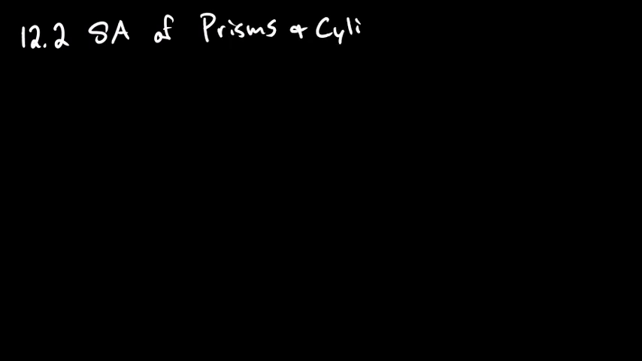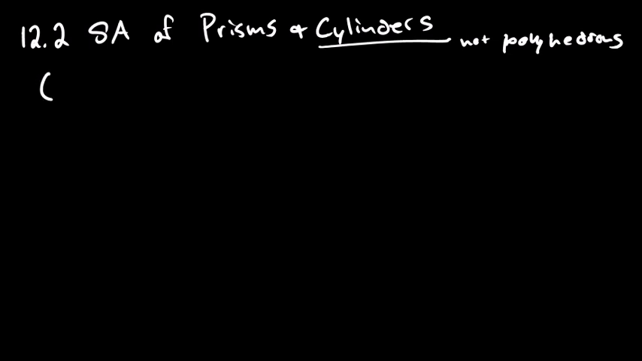Alright, so moving on to 12.2. In 12.2, we were talking about surface area of prisms and cylinders. I want you to keep in mind that cylinders are not polyhedrons, because they have a curved surface. The units for surface area are still going to be units squared, whatever our unit is, because it is an area.